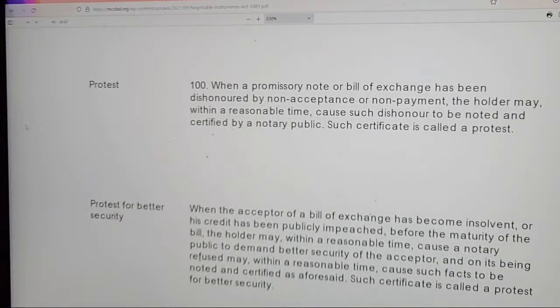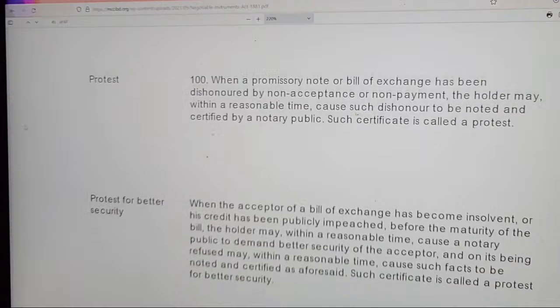Protest. 100. When a promissory note or a bill of exchange has been dishonored by non-acceptance or non-payment, the holder may, within a reasonable time, cause such dishonor to be noted and certified by a notary public. Such certificate is called a protest.